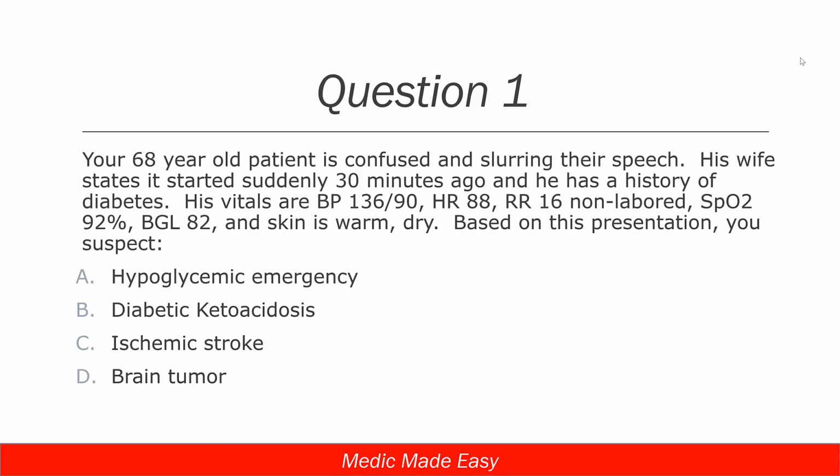If you want, you can jump in the little chat box, and I'll go through my rationale and ways that you could change this question and get different answers. The options are: we think it's a hypoglycemic emergency, we think it's diabetic ketoacidosis, we think they're having an ischemic stroke, or we think that they have a brain tumor.